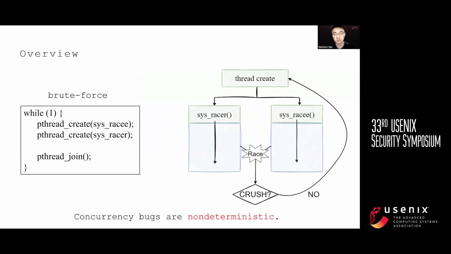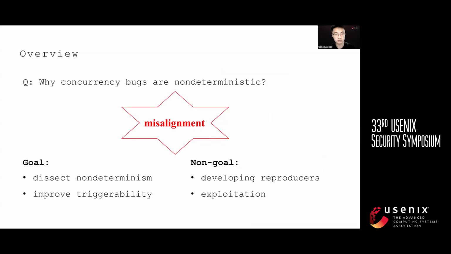Concurrency bugs are known to be non-deterministic in their triggering. The basic method to trigger a concurrency bug involves using brute force by spawning two threads or processes to invoke the racing syscalls simultaneously, and this often requires multiple attempts. Although this non-determinism is well known, we actually know few about the reasons behind it. In this study, we aim to fill the gap and answer the question: why are concurrency bugs non-deterministic?